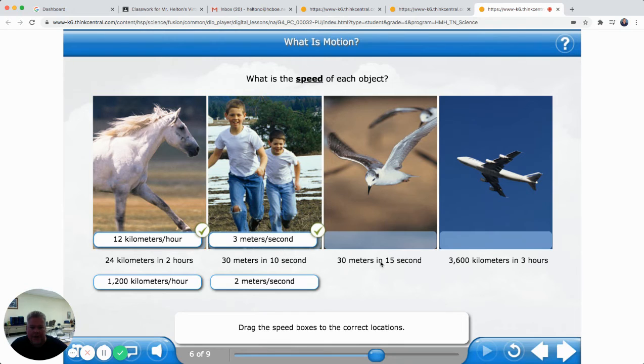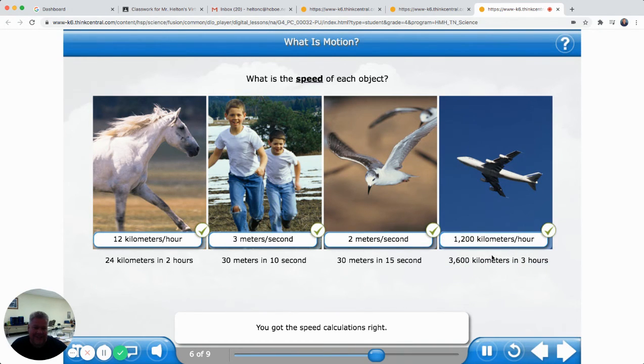30 meters in 15 seconds, this bird flies. So 30 divided by 15. How many 15s are in 30? There's 2. 2 times 15 is 30. The bird flies 2 meters per second. There's an airplane, or a jet rather, 3,600 kilometers in 3 hours. 3,600 divided by 3 is 1,200. You got the speed calculations right.